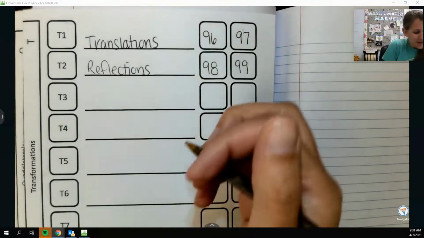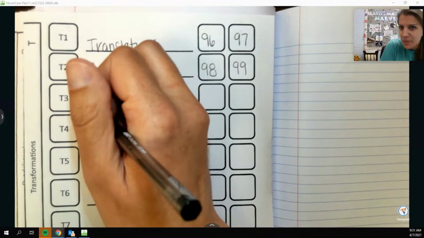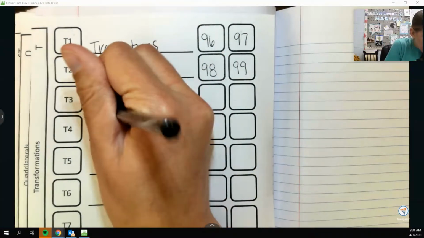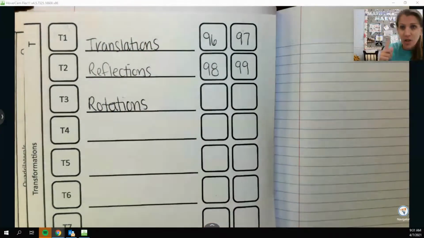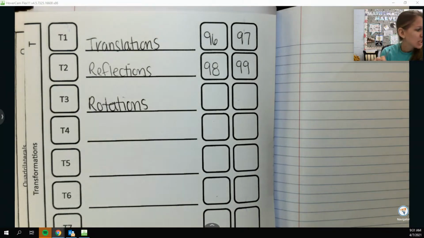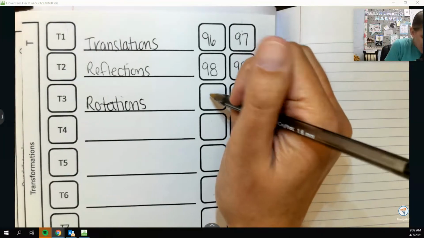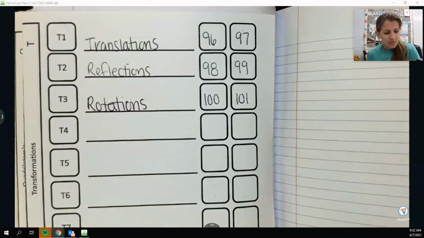Alright, guys, we're going to talk about another transformation today. One of my faves, but kind of a trickier one if I'm being honest, which is rotations. When I hear the word rotation, I think of a circle, like rotating around or spinning or turning, kind of like a clock. And we're going to do this on page 100 and 101.